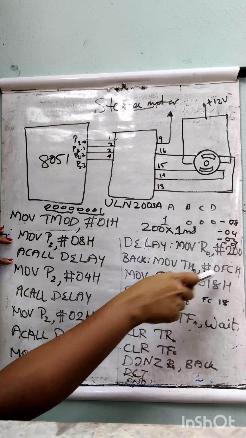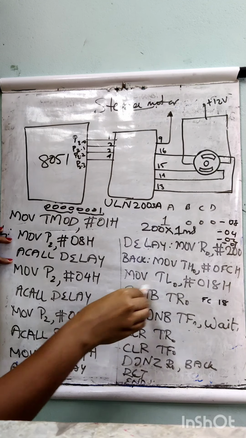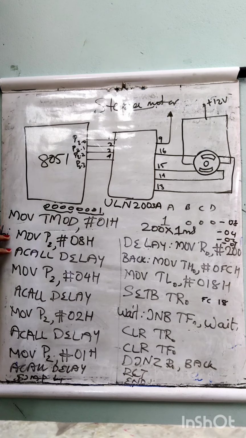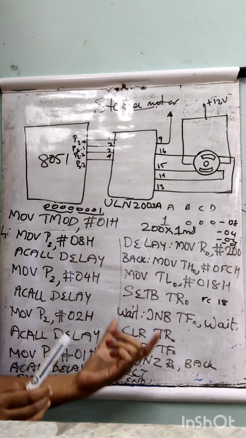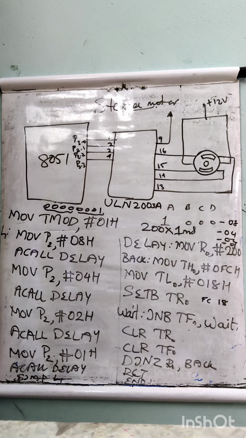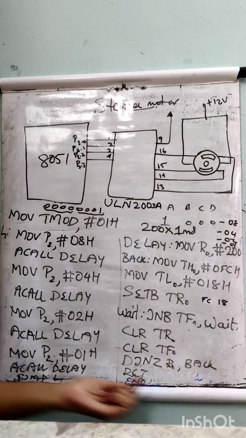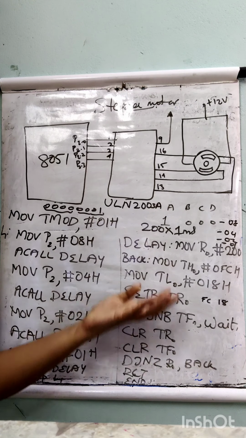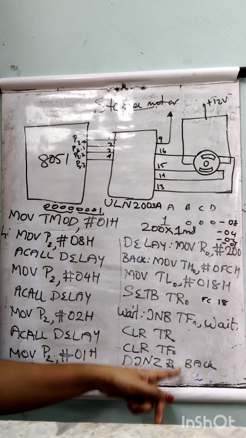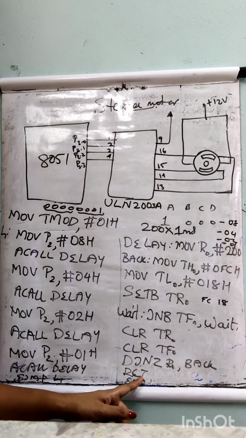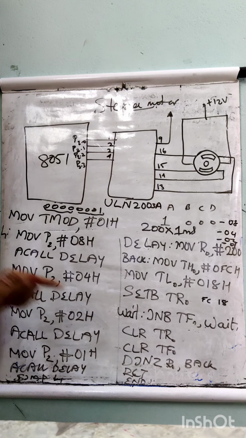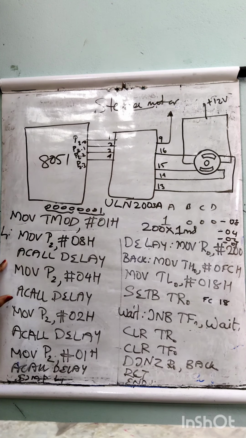Again we feed the timer with these values. Again the timer turns on, and it waits till the timer is done counting, and then it again clears the timer flag, and then again decrements, and this step repeats 200 times. Once R0 becomes 0, it will go back to the main program. So we have the RET here. So it jumps and comes to the next step.